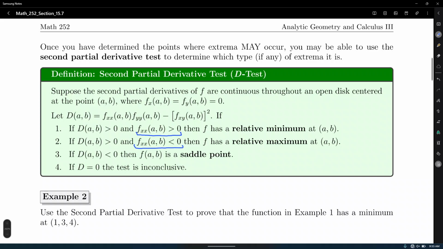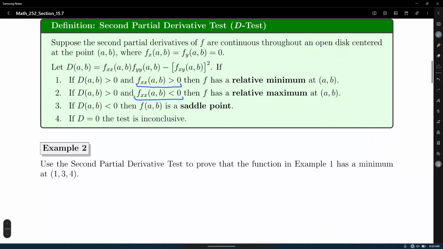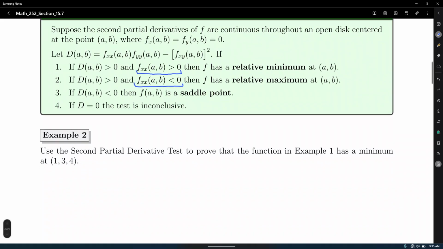All right? Okay, so let's have a look at one example. Use the second partial derivative test to prove that the function in example number 1 has a minimum at the point (1, 3, 4). Well, we found the first partial derivatives, which were f subscript x, that was 2x minus 2, and f subscript y, that is 2y minus 6. Let's find the second partial with respect to x, that is simply 2. The second partial with respect to y is also 2.